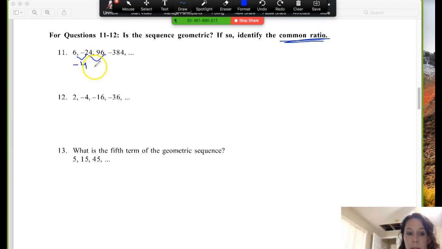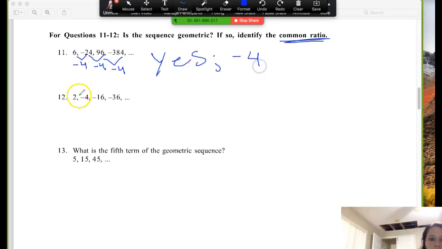Is 24 times negative 4 96? Let's see. 24 times 4 is 96. Is 96 times negative 4 negative 384? It is. So is this geometric? Yes. What is the common ratio? Negative 4.